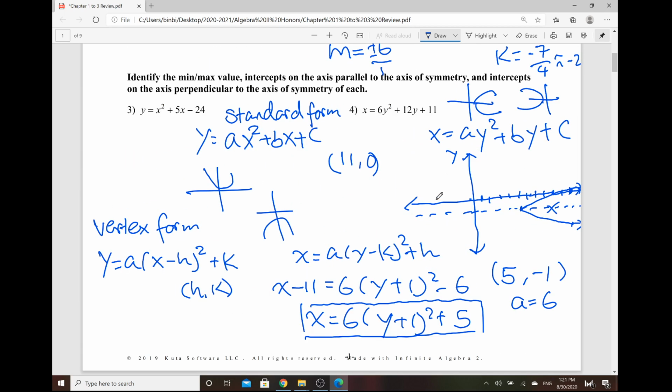Okay, so the point here, we do have 5, negative 1. And then the x-intercept, 11, 0. Yeah, so this one, once you come up with the vertex, you can find out the max and the min, and then the x-intercept. Since we know it's facing to the right-hand side, it's not going to intersect the mark on the y-axis. So there's no y-intercept.